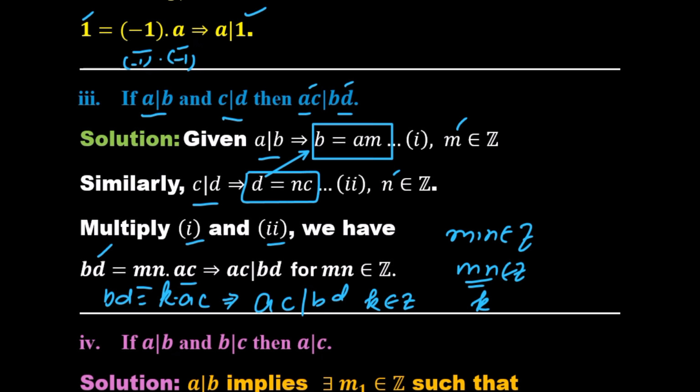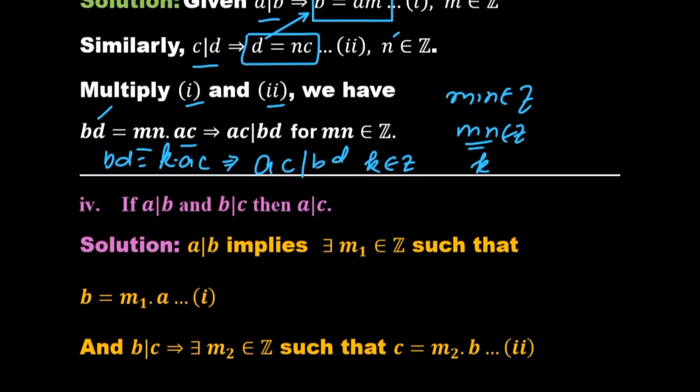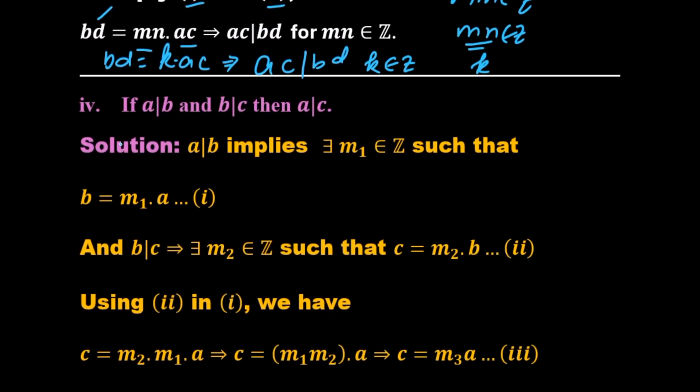That completes the proof. Fourth part, that is the transitive property of divisibility. If A divides B, B divides C, then A divides C. A divides B implies there exists an integer m1 belonging to Z such that we can write B is equal to m1 into A. B divides C implies there exists an integer m2 such that we can write C is equal to m2 into B.